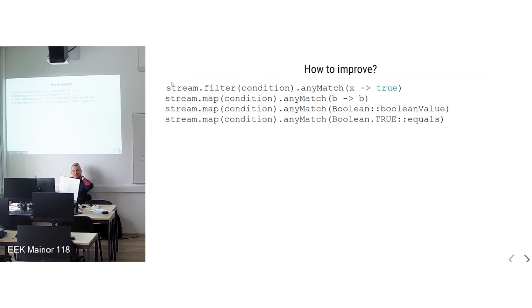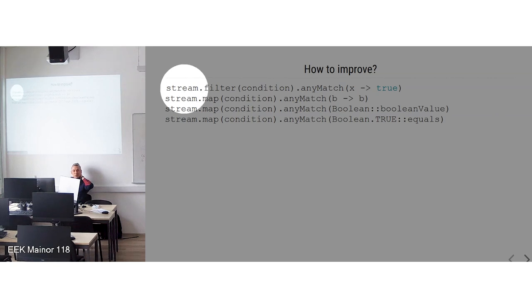Okay, so what are people actually doing? Let's have a stream, filter it by condition, and then try to find if there are any elements, and then they're using anyMatch x to true. Of course, it's going to work if there is any element here. So you might use anyMatch at this step, using the condition as an argument.